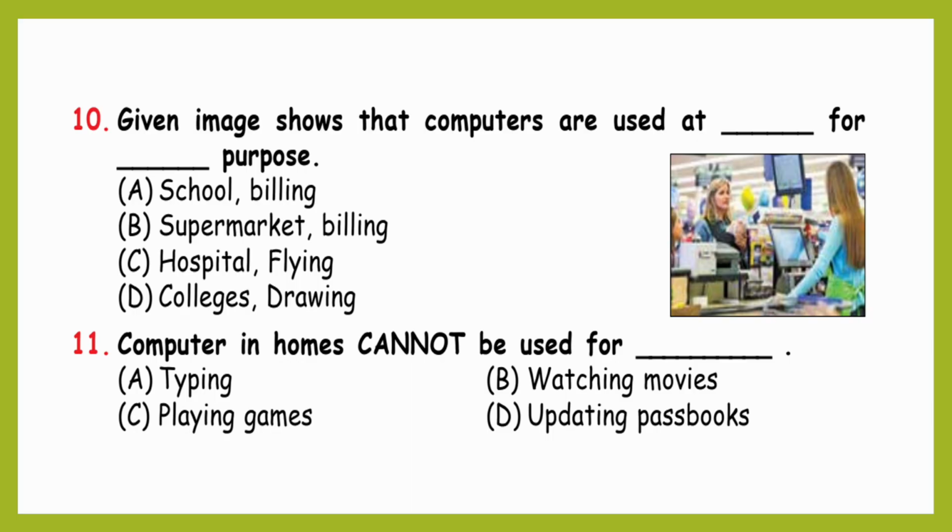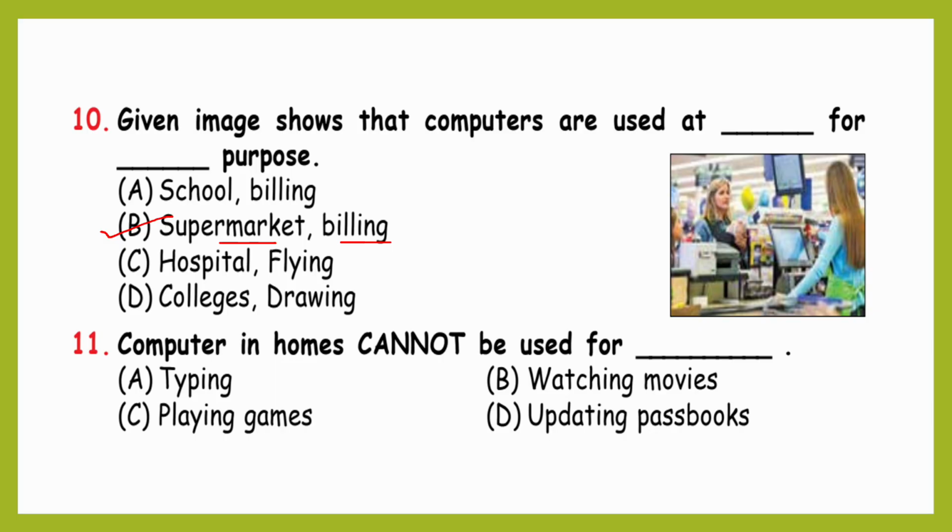Given image shows that computers are used at dash for dash purpose. Option A, school, billing. Option B, supermarket, billing. Option C, hospital, flying. Option D, colleges, drawing. So what is the correct answer? Supermarket billing. So the given image shows that computers are used at supermarkets for billing purpose. So option B is the correct answer.